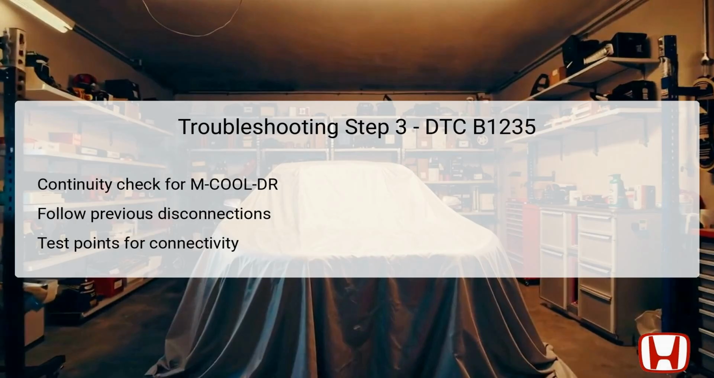If continuity is present, it indicates that the M-Cool DR wire is functional, allowing for proper signals to be transmitted to the motor. If continuity is absent, then an open wire condition exists that must be addressed to enable the air mix control system to work properly.